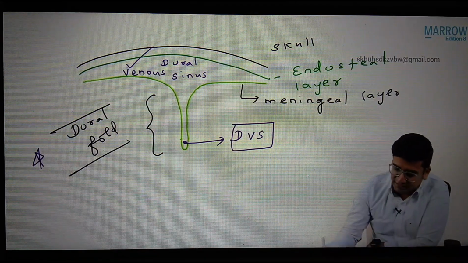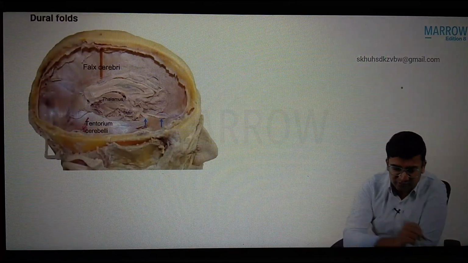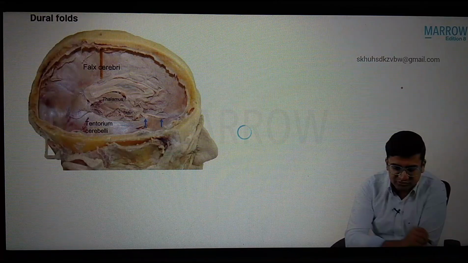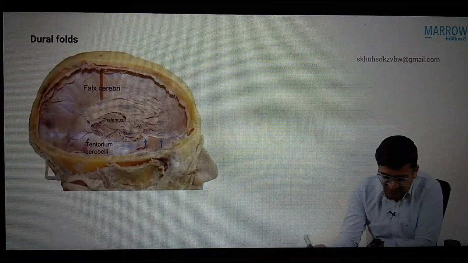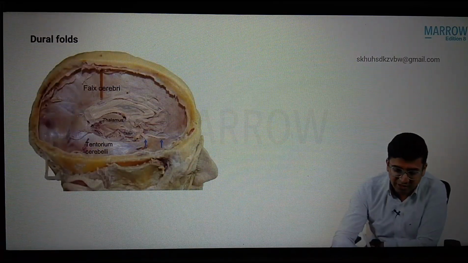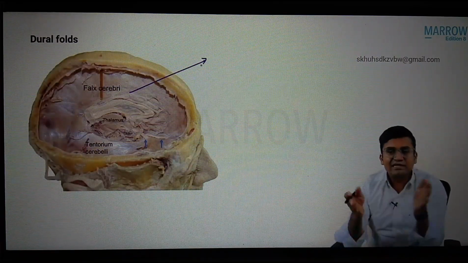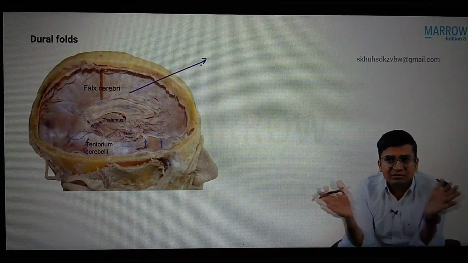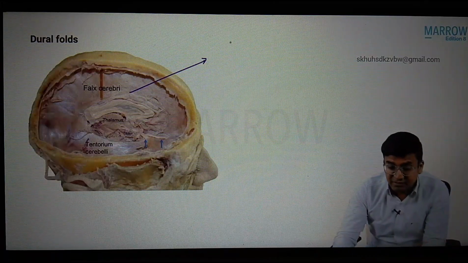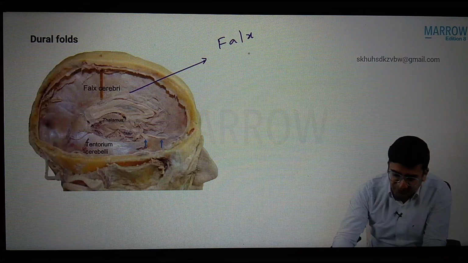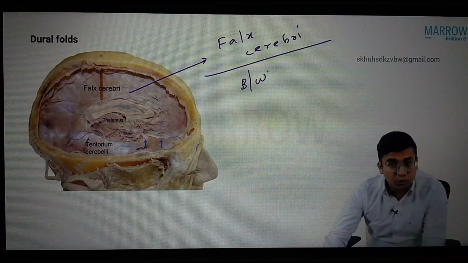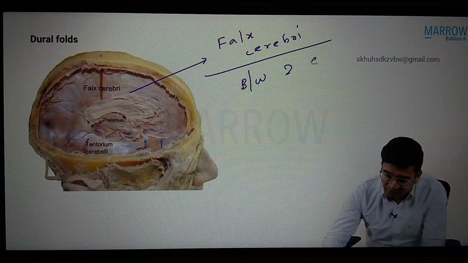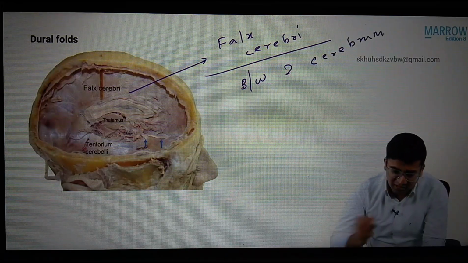Okay. Now, dural fold. See the diagram. Now, this is a cadaveric image, and we are seeing the falx cerebri. See, falx cerebri is a dural fold which is present between the two cerebrum. So, please write falx cerebri. It is a dural fold which is present between the two cerebrum.